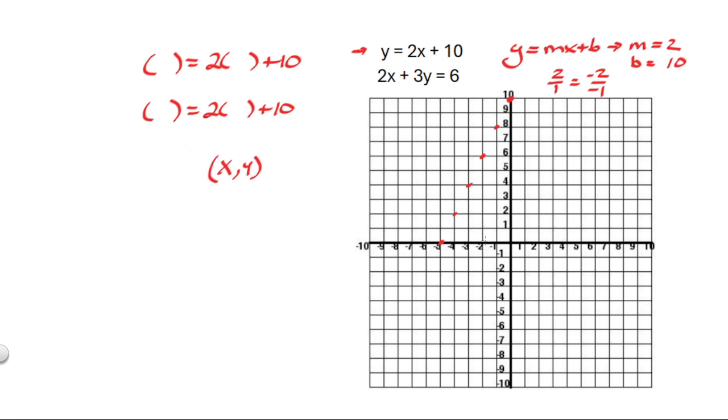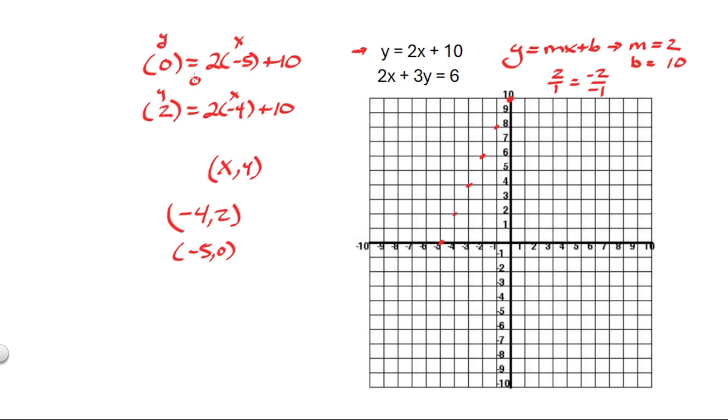One ordered pair here. Let's go with (-4, 2). When x is negative 4, y is 2. And I'll go ahead and do (-5, 0). So I'll put y in for y. Again, this is y, this is x. So when y is 0, x should be negative 5. And when y is 2, x should be negative 4.